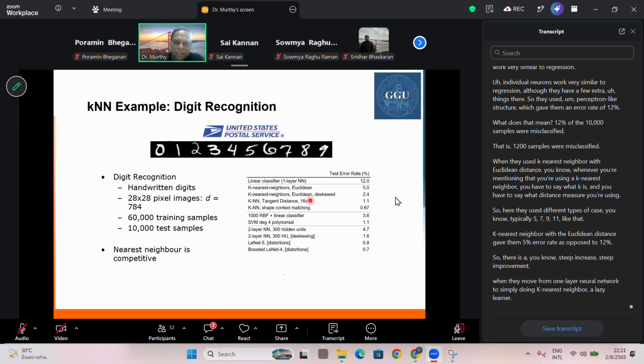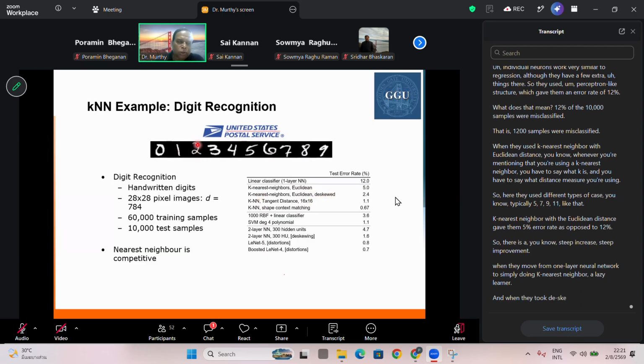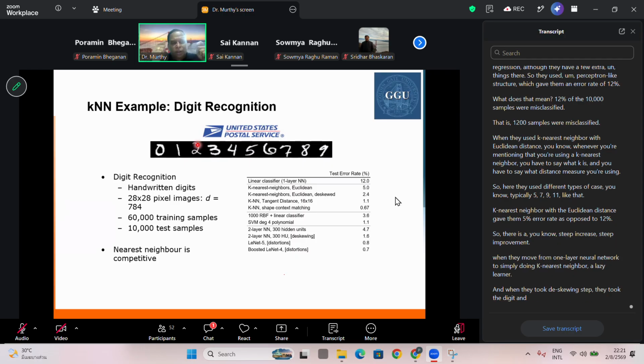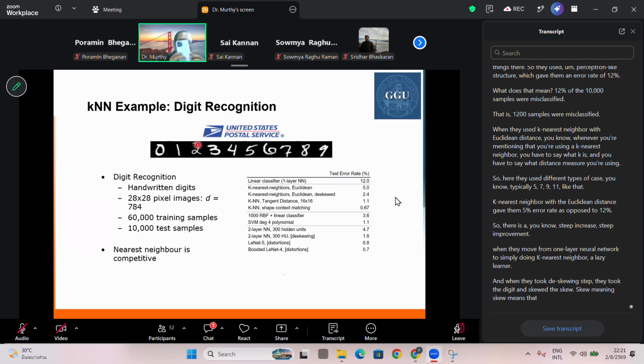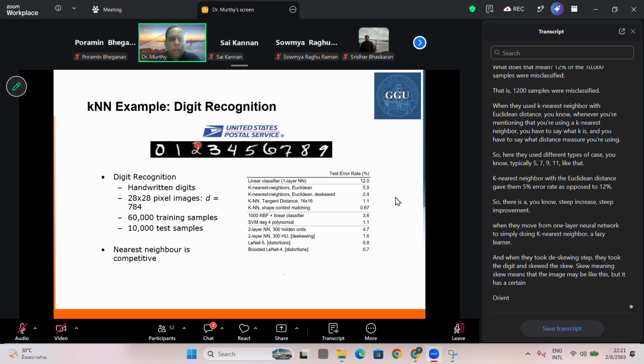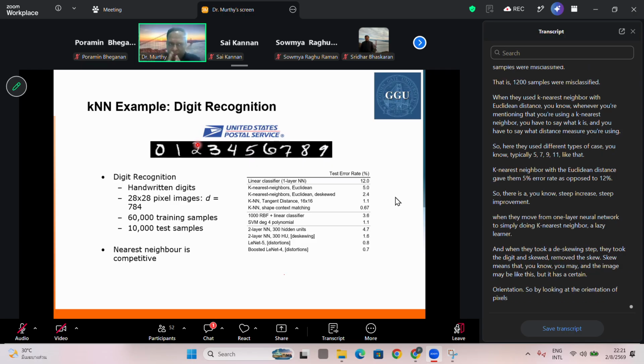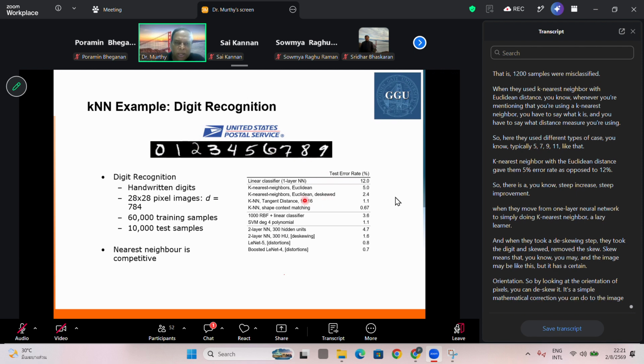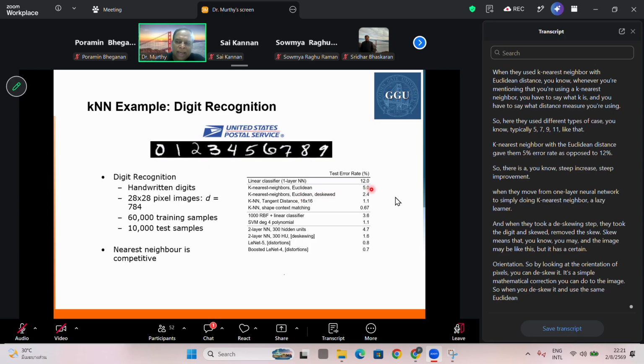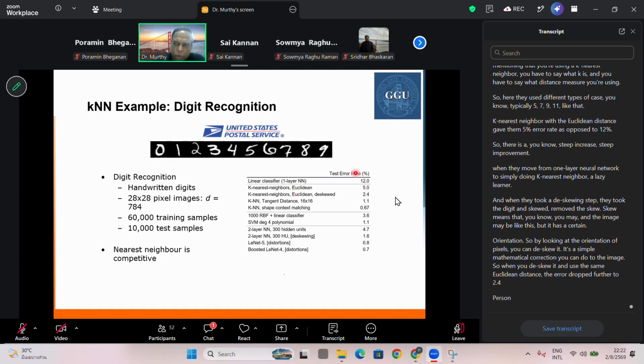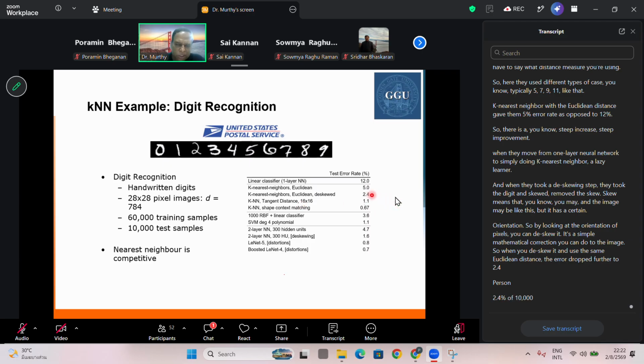And then they took a de-skewing step. They took the digit and removed the skew. Skew means that the image may be like this, but it has a certain orientation. So by looking at the orientation of pixels, you can de-skew it. It's a simple mathematical correction you can do to the image. So when you de-skew it and use the same Euclidean distance, the error dropped further to 2.4%. That is 2.4% of 10,000, so 240 images here that are misclassified.